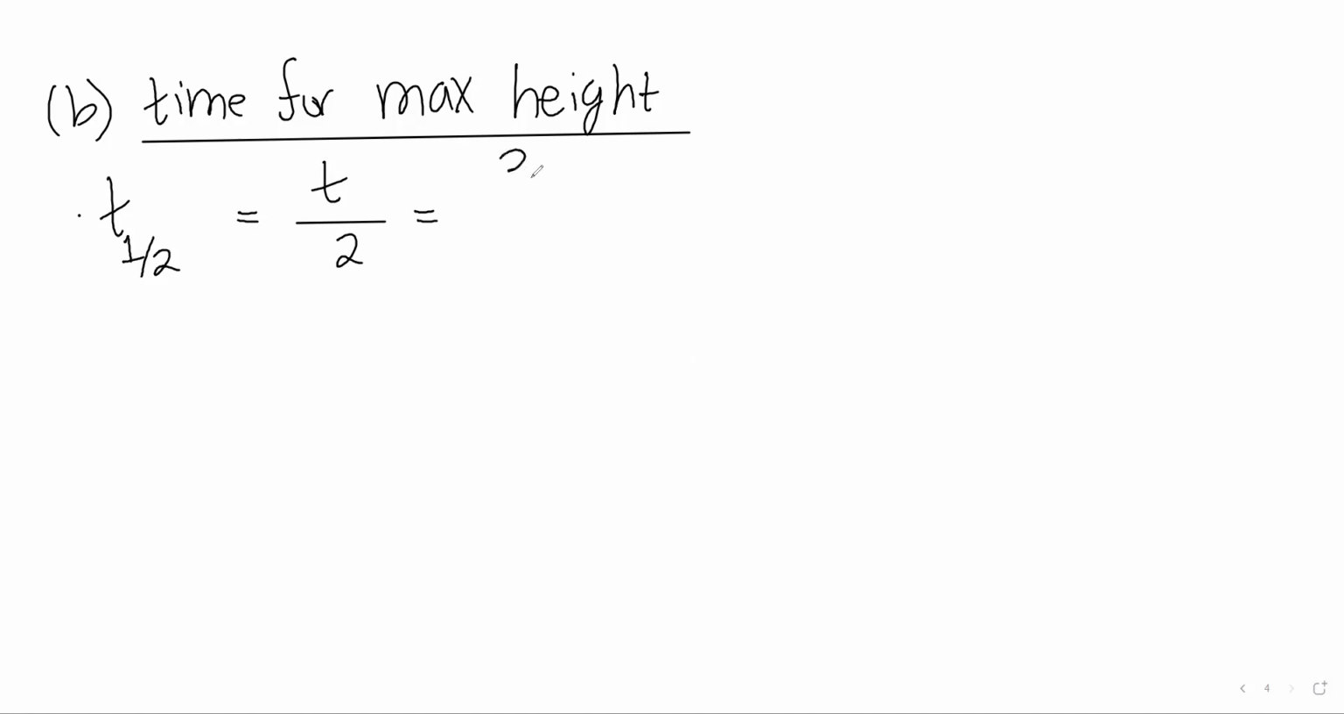So this process doesn't always work. So we take the total time and divide it by 2. And we get 1.85 seconds is the half time. The time required to reach the maximum height, or the y coordinate of the vertex.